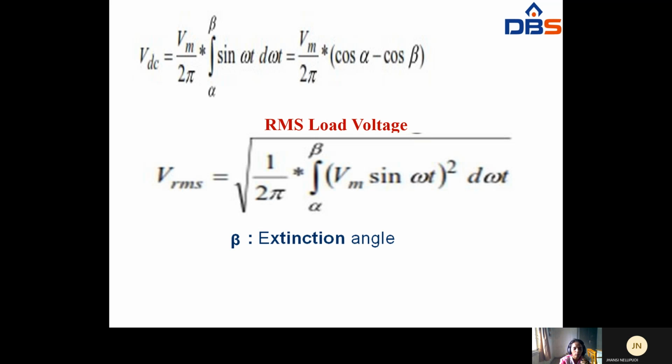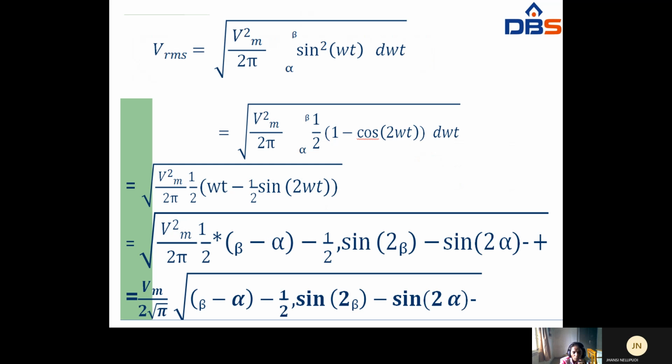Here the RMS load voltage equals root of 1 by 2 pi integral from alpha to beta of (Vm sin omega t) whole square d omega t. Okay. So VRMS equals root of Vm square by 2 pi integral from alpha to beta of sin square omega t d omega t. Sin square omega t means 1 by 2 into (1 minus cos 2 omega t) d omega t.